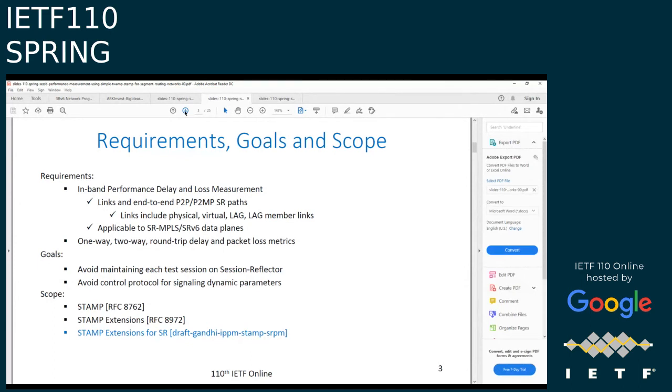The scope of this draft is Simple TWAMP. This is a new RFC in the IPPM working group, RFC 8762, as well as the STAMP TLV extensions, RFC 8972, which just became an RFC last month. And we have SR specific extensions for STAMP in the IPPM working group. So this draft depends on the IPPM draft for SR extensions. And next slide, please.